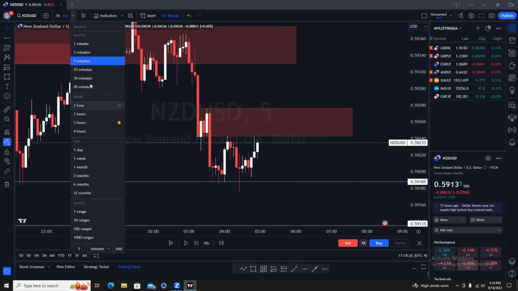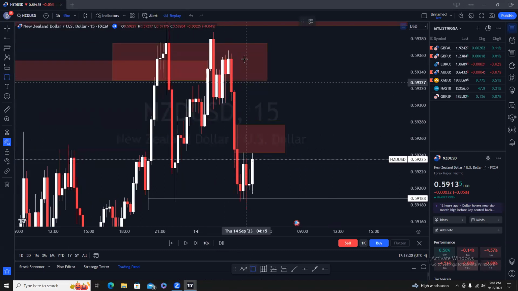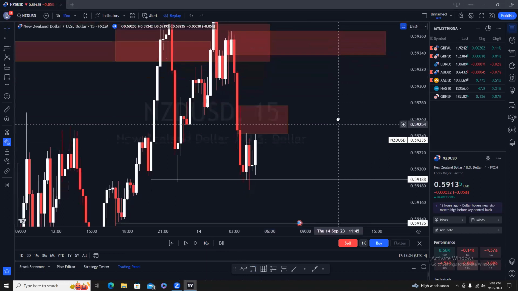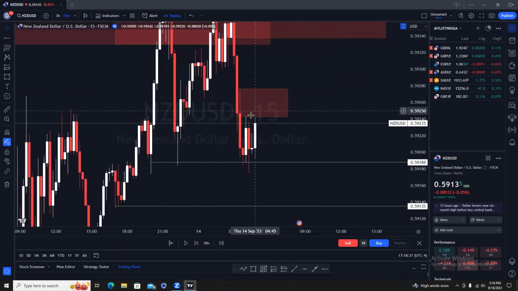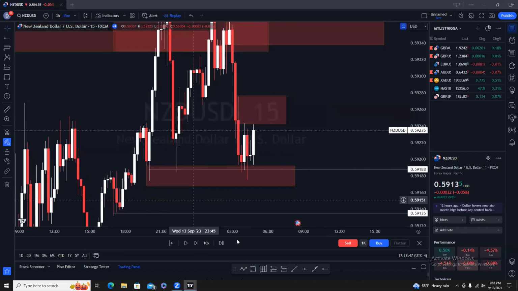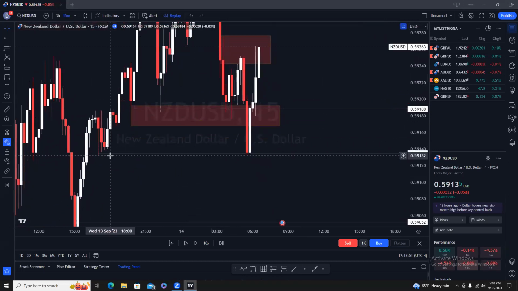Let me just look on the 15 just in case there's another one above. And we have a 15 right here. So I wouldn't take this 5-minute because we are at a 15-minute support right here. It's failing to break this. So let's see what happens from here. All right, we broke.